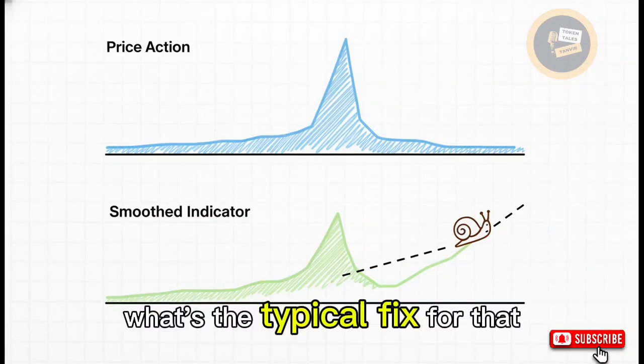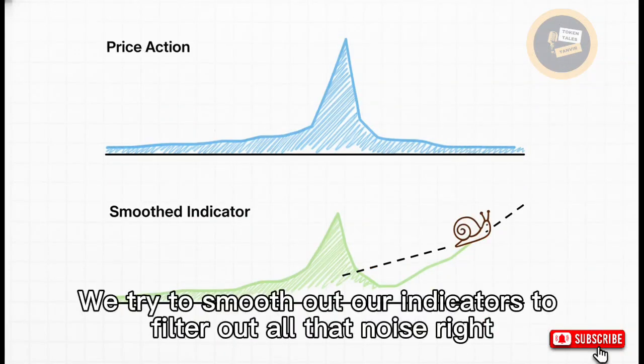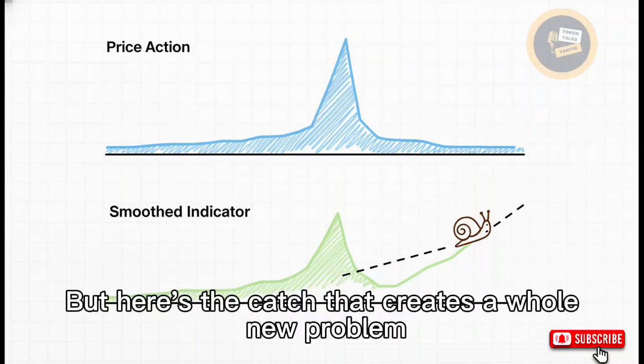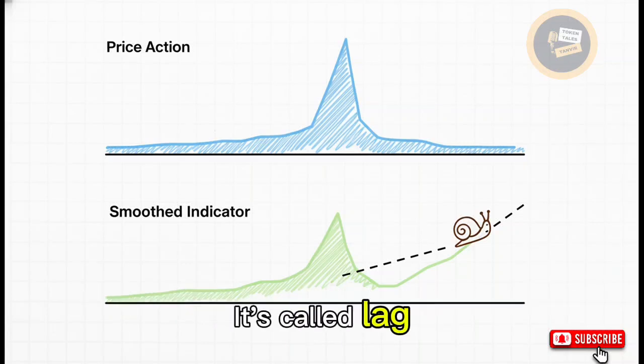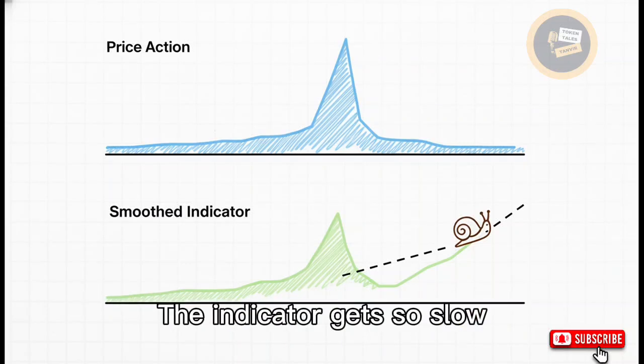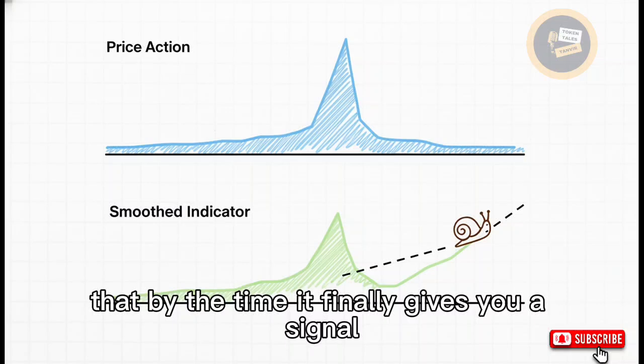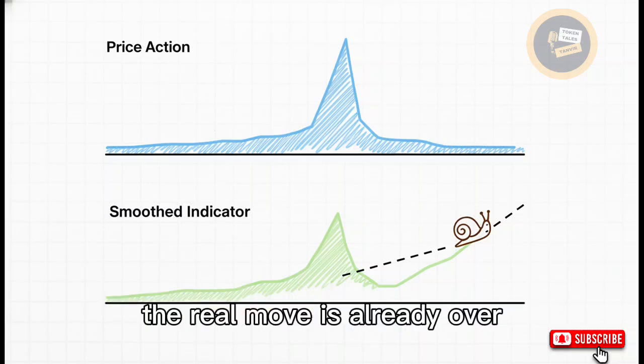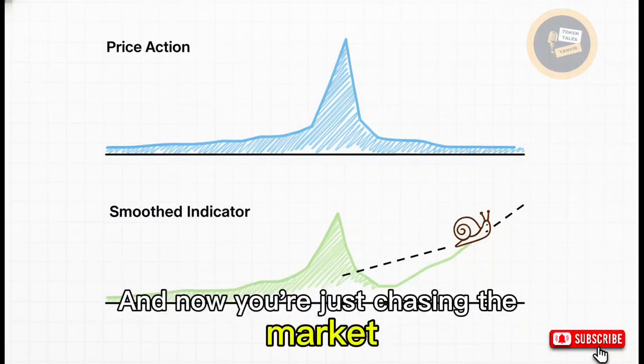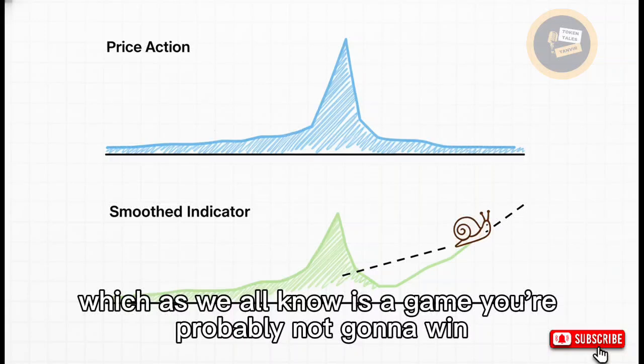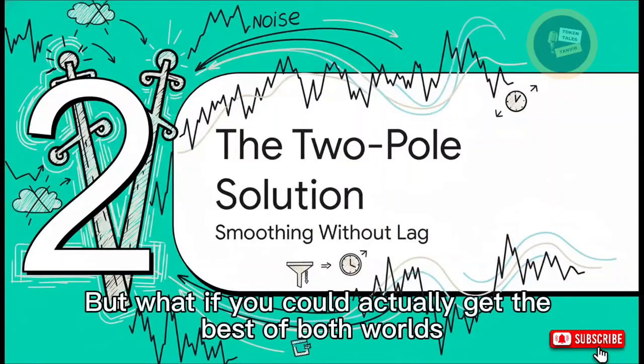So, what's the typical fix for that? We try to smooth out our indicators to filter out all that noise, right? But here's the catch. That creates a whole new problem, and it's just as bad. It's called lag. The indicator gets so slow that by the time it finally gives you a signal, the real move is already over, and now you're just chasing the market, which, as we all know, is a game you're probably not going to win. But what if you could actually get the best of both worlds?